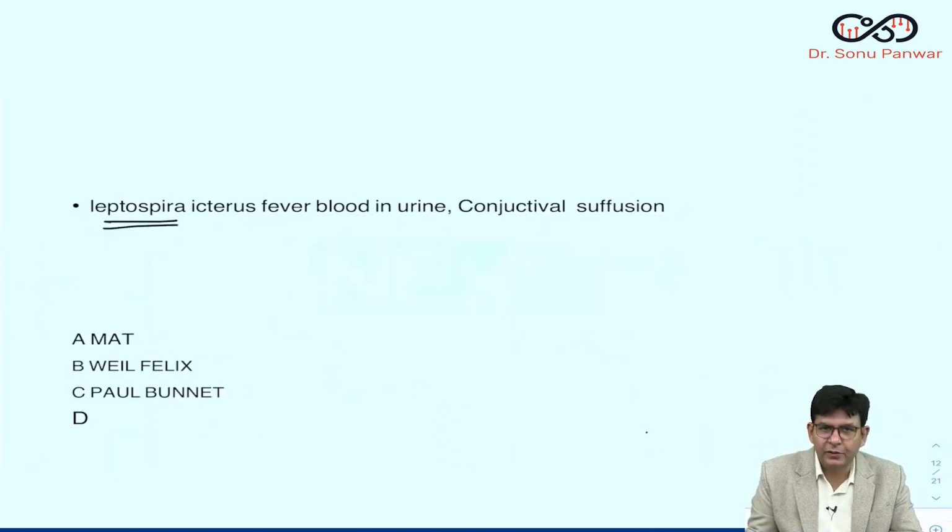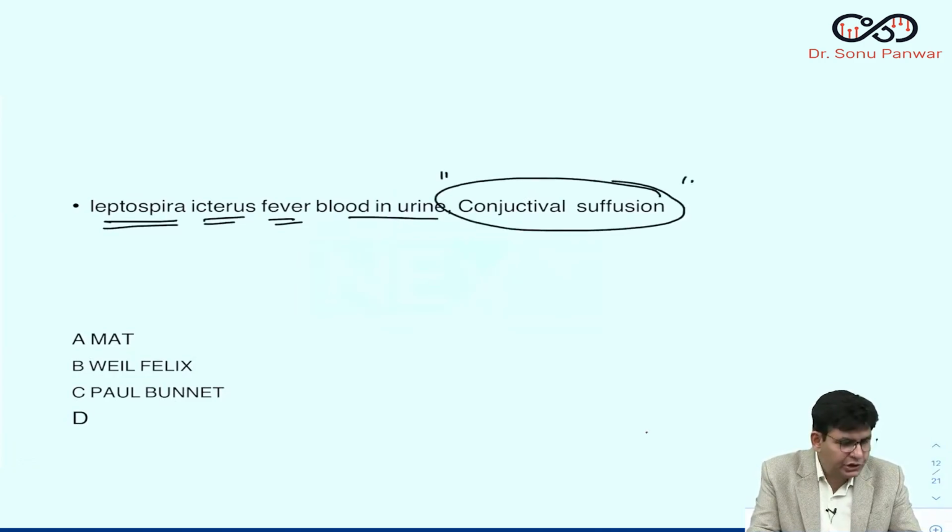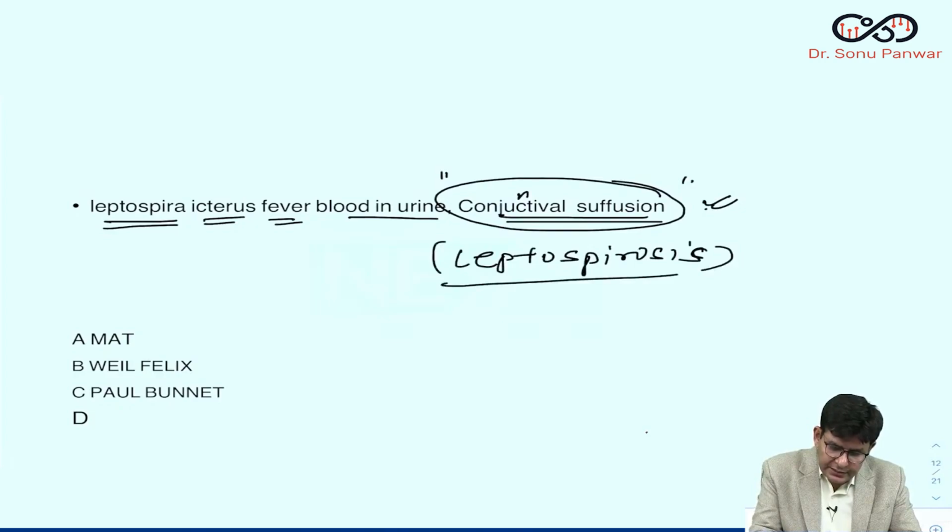Now Leptospira was asked, and in that they have given the history of fever, jaundice, blood in urine, and this particular word which I have already mentioned might be asked. So that is conjunctival suffusion, meaning inflammation without exudates. Okay, that is the reddening of the eyes without the inflammatory exudates. That particular one is termed conjunctival suffusion, and this is typical of what, guys? This is typical of leptospirosis. We heard the triple R: rat, rice and rain.